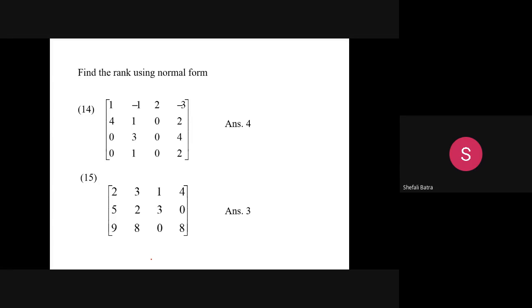Now come to the next. Next is solution of linear system of equation. We have done what is the rank of matrix. We have done find the inverse of matrix using Gauss-Jordan. We have done find the rank of a matrix using normal form. Now next is solution of linear system of equation. I think you have done the solution of linear equation of system in your 12th standard. Can you tell me anything about what you know about this linear equation system?